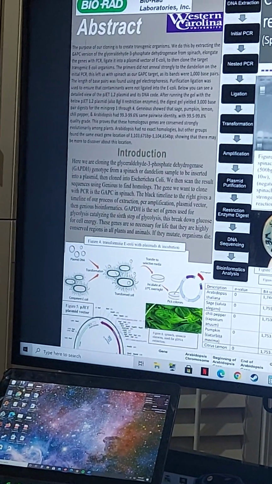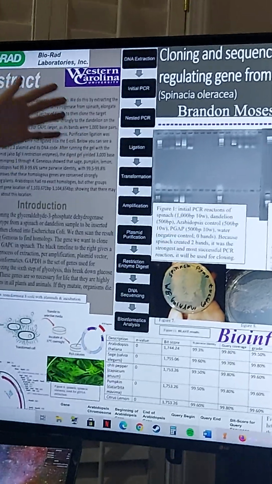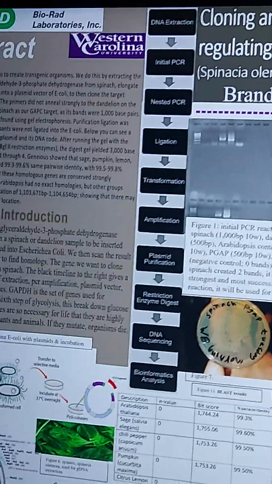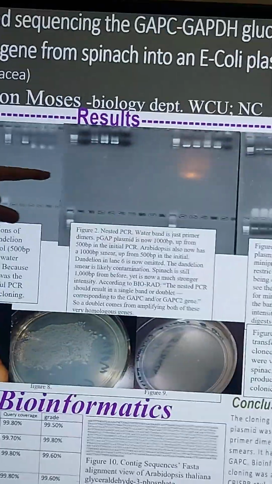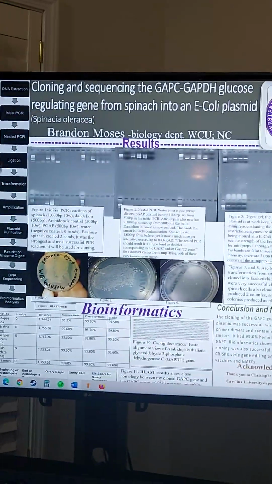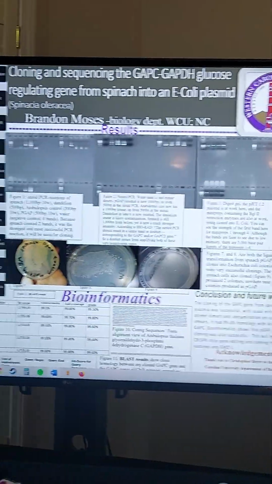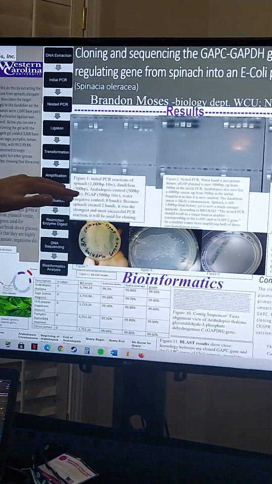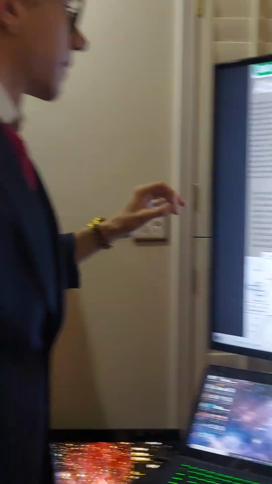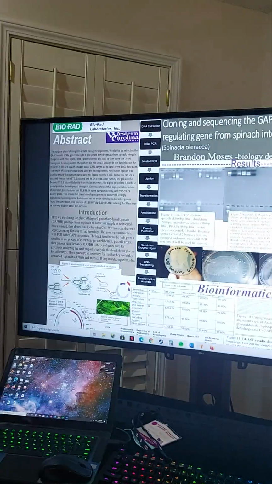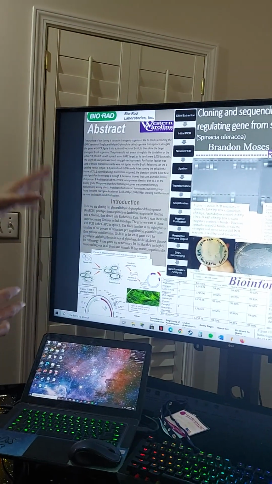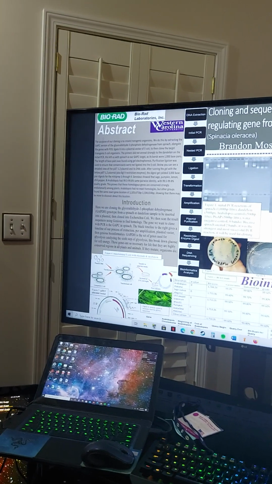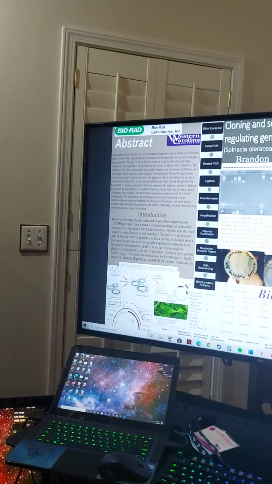And so the black timeline right here, if you come a little closer, you can see. So we start off with DNA extraction, then do initial PCR right here, then nested PCR right here. Then we ligate it into these cells, and then these cells are then transformed and amplified. Then we use plasmid purification, then restriction enzyme digest, which later on will be DNA sequenced by some laboratories. At that point, we will later use bioinformatics analysis.